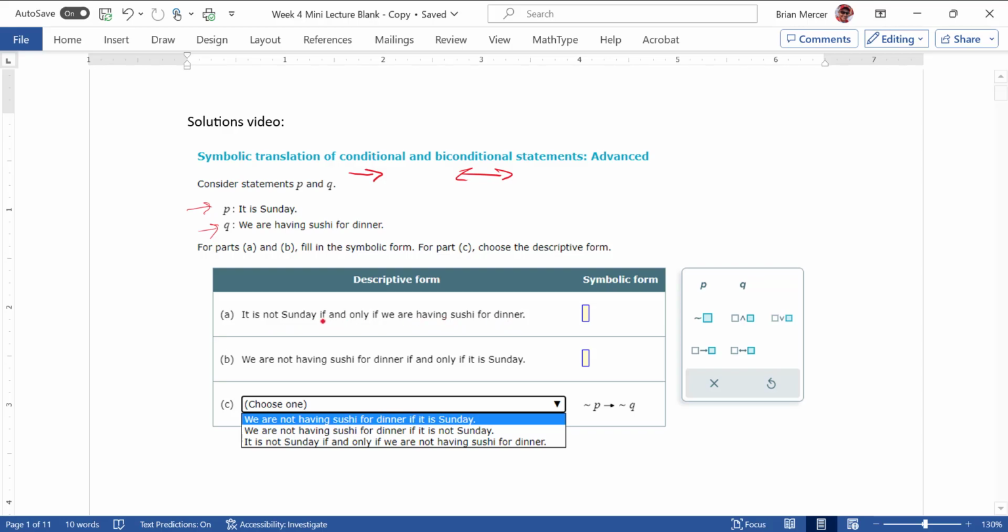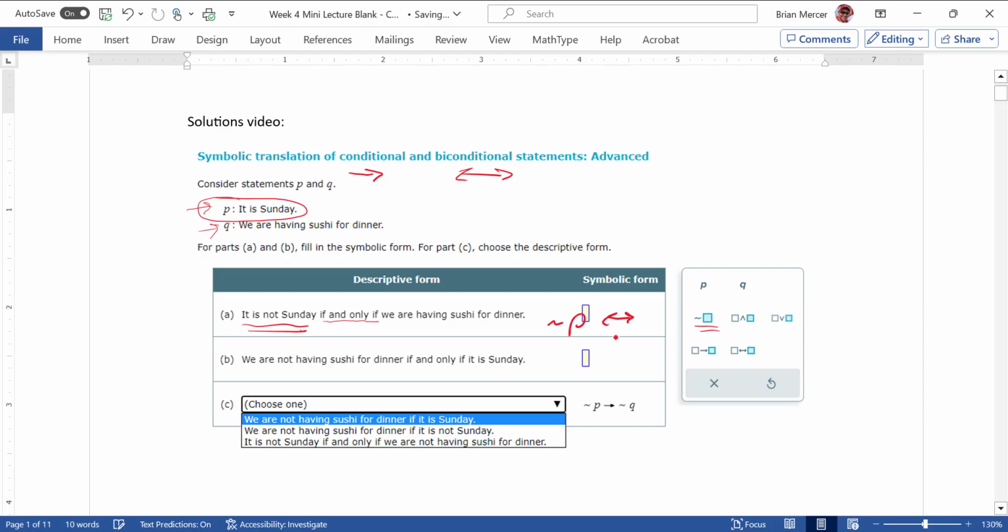First of all, notice the if and only if part. That tells us for sure we're going to have a biconditional statement, so we're going to have a connector of those double arrows. The first part of this statement says, "It is not Sunday." Notice P says it is Sunday, so if it is not Sunday, that's the not P. So we would use this notation.